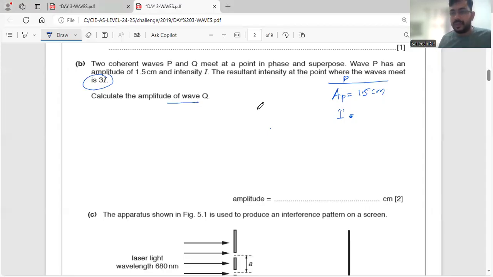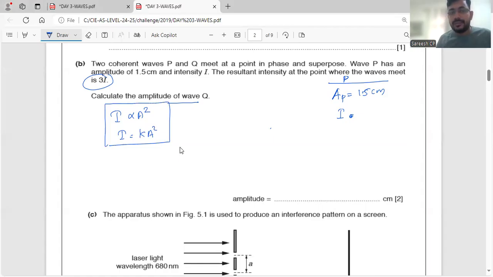So whenever we get any amplitude or intensity related questions, the only formula that we have is intensity is proportional to amplitude square, or intensity is equal to K times A square. This is the only concept behind this question.